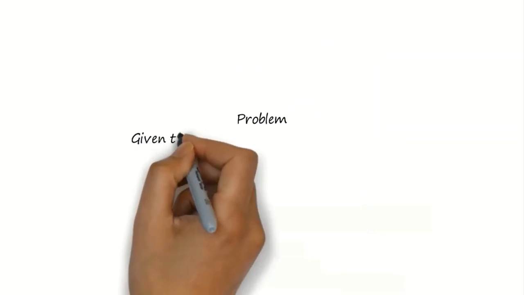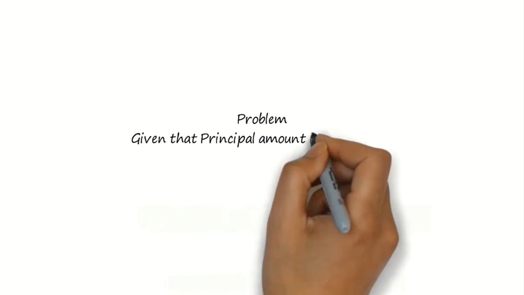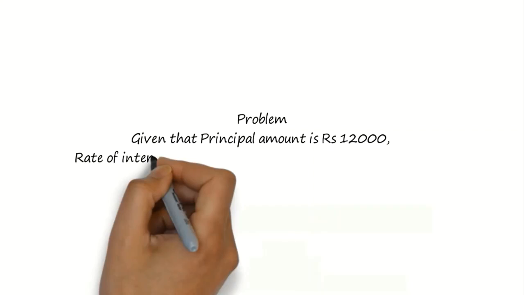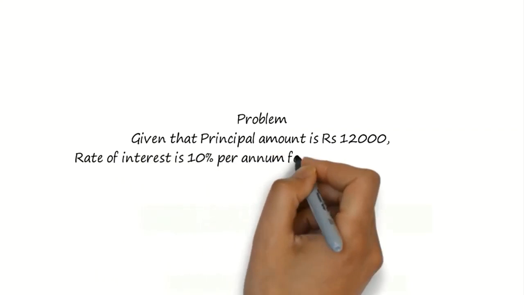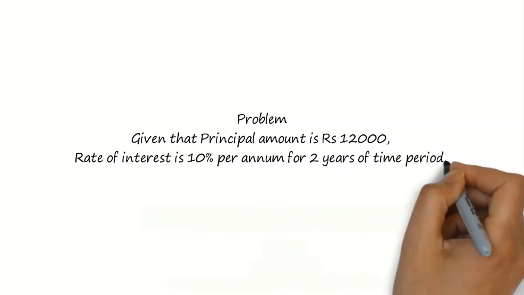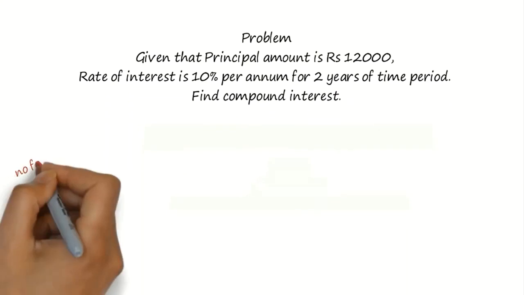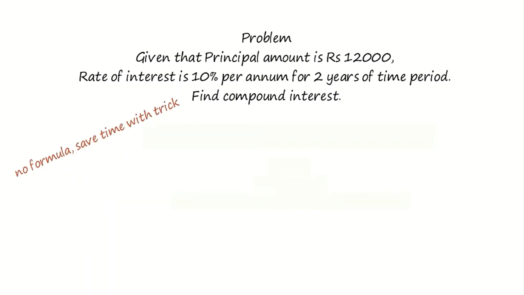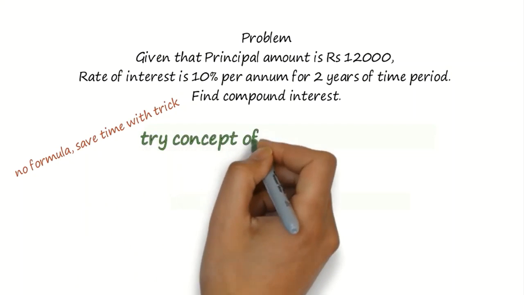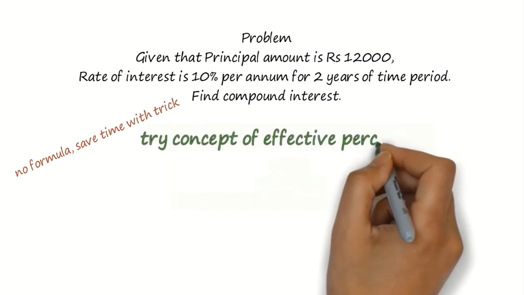So let's consider the given problem where the principal amount is rupees 12,000 and the rate of interest is 10% per annum for 2 years of time period. Let's use the trick instead of the formula to save time. So as discussed, let's implement the concept of effective percentage.